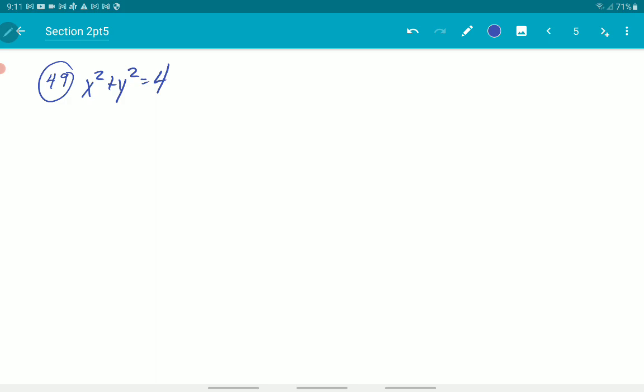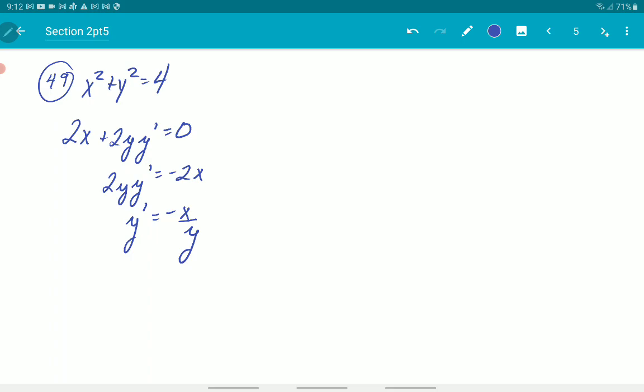So this is the equation of a circle. To take the derivative, we're going to have 2x plus 2y, y prime, is equal to 0. Solve for y prime. We're going to subtract 2x. Then we're going to divide everything by 2y. So there's our derivative. Negative x over y.